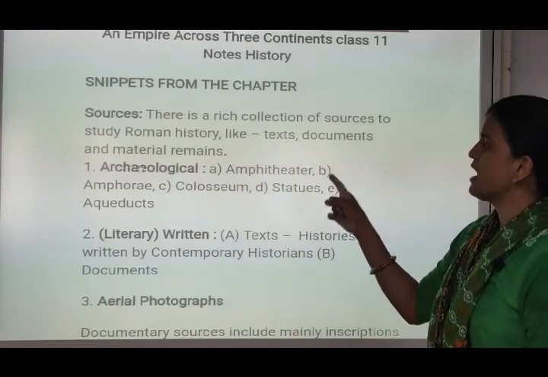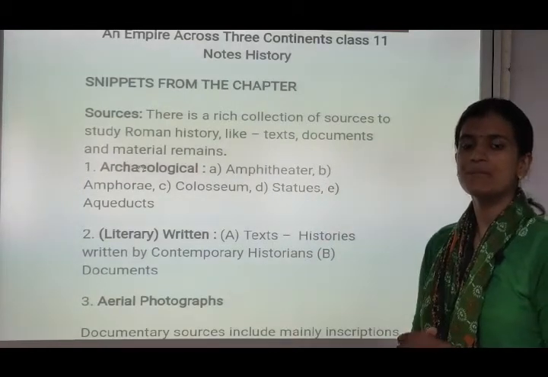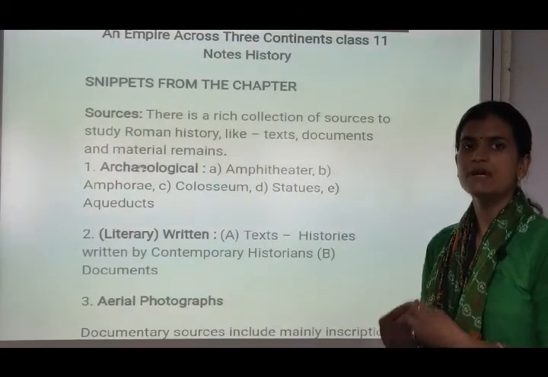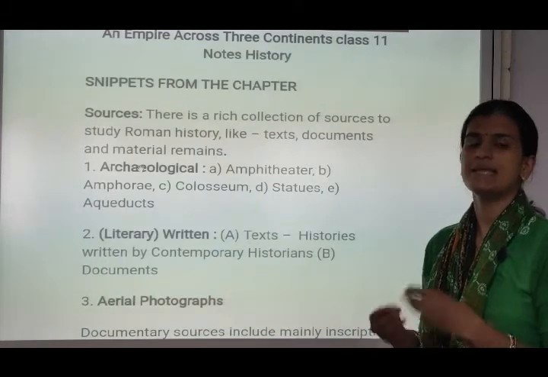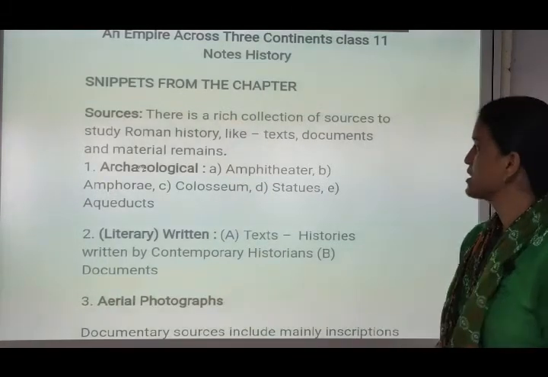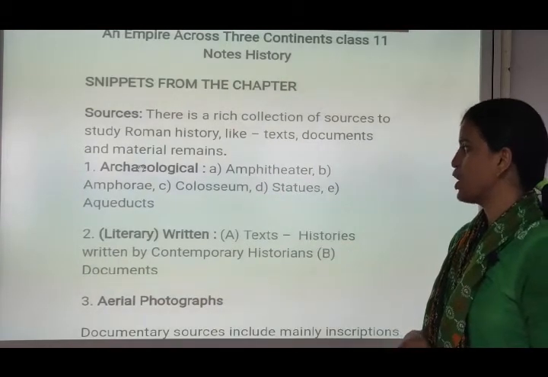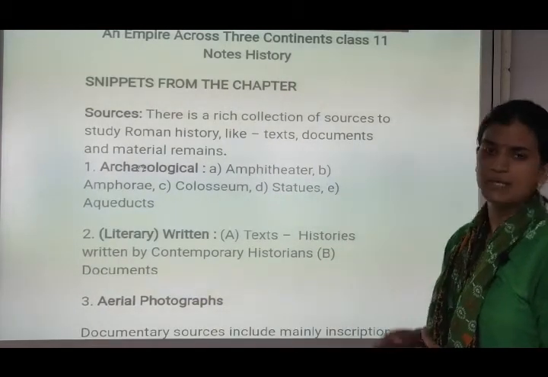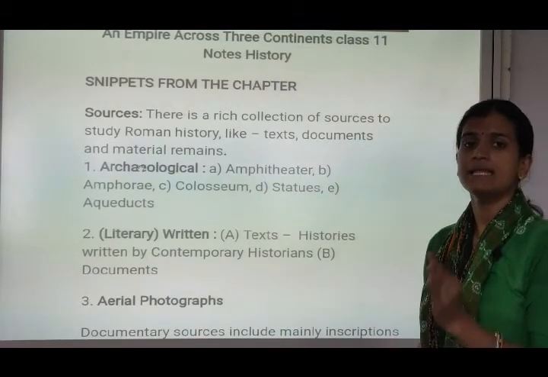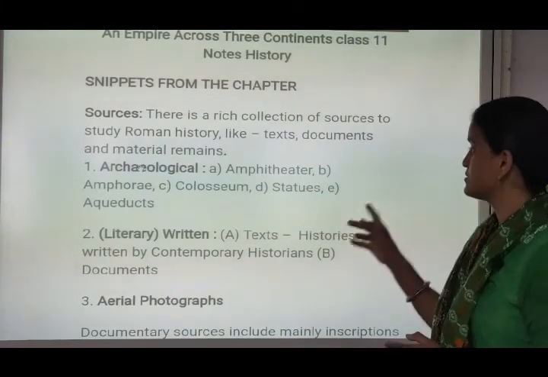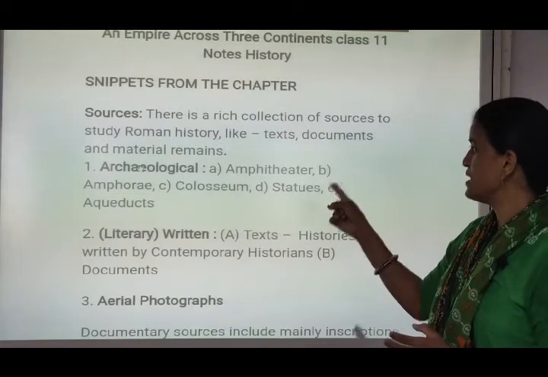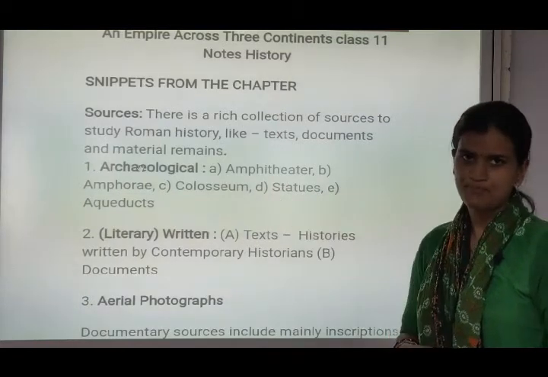First we can see archaeological sources. Archaeological means we have studied the excavations, the inscriptions, the statues. First is the amphitheater, second amphorae, the Colosseum, statues and aqueducts. These are included in the archaeological sources.